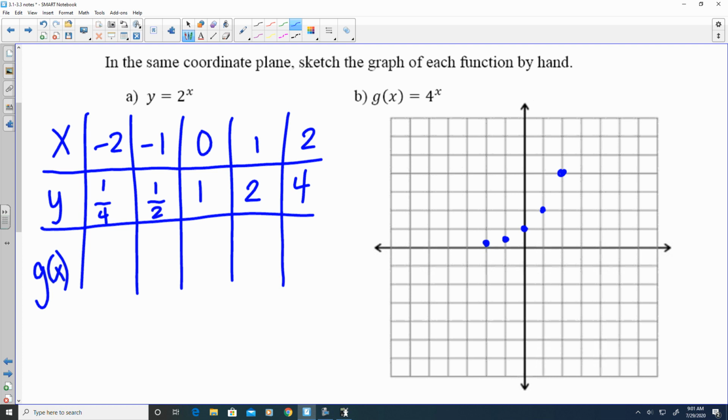So we do have to be careful about how we curve this. This should approach the x-axis to the left, but never cross it. And then it does go up pretty quickly as we go to the right.